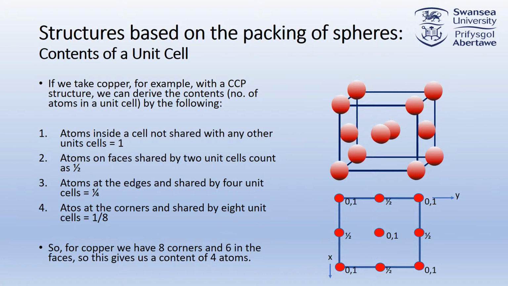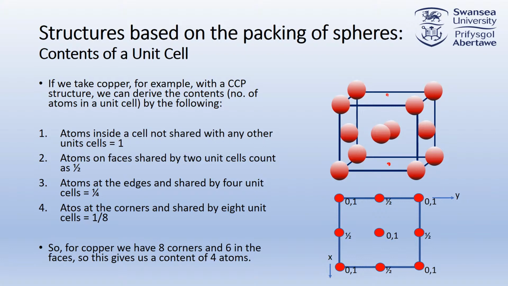So what we might want to do is actually have a look at our cubic close packing structure, for example, and work out and derive the contents of that unit cell. So if we take copper, we can have a look at that. Here we go. We actually have a face-centered cubic structure. So in the middle of each of our faces, we actually have an atom, and I'm actually missing 2. There should be 1 there, and there should be 1 there also. So that's good to note.